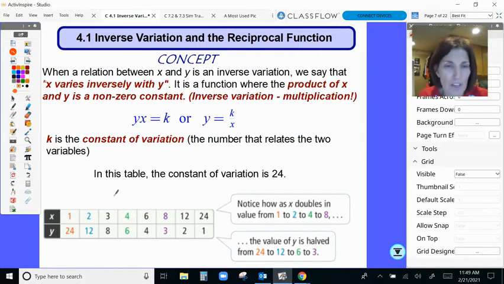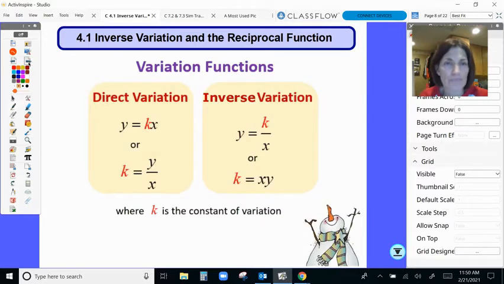It's always the same. So notice in this table, my constant of variation is 24 because 1 times 24 is 24, 2 times 12 is 24, 3 times 8 is 24, and so forth. You can notice here, as x doubles from 1 to 2 to 4 to 8, my y gets cut in half from 24 to 12 to 6 to 3. As one's going up, the other one's going down. So that is inverse variation in a nutshell.